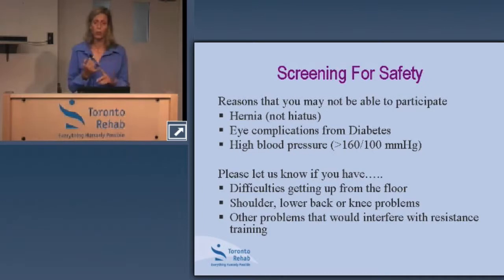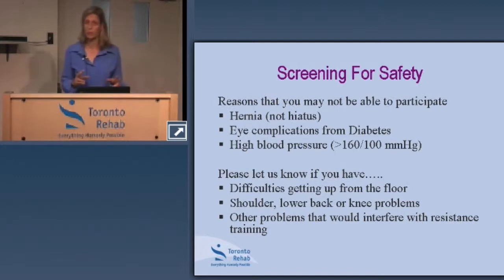So if you have a hernia, and not a hiatus hernia, but an umbilical hernia or an inguinal hernia, an abdominal hernia, it may not be safe for you to do resistance training. So you need to let your cardiac rehab supervisor know about that. If you have eye complications such as retinopathy that's related to diabetes, again, you need to let us know.